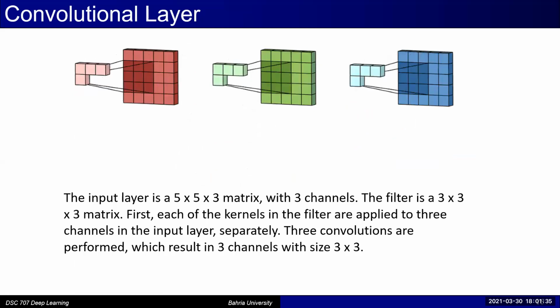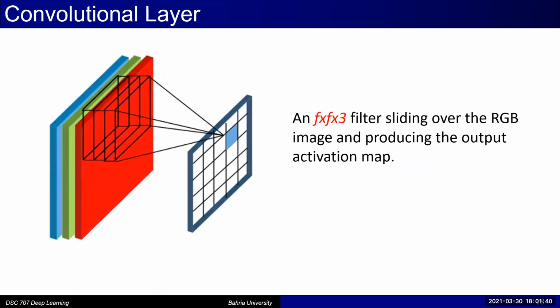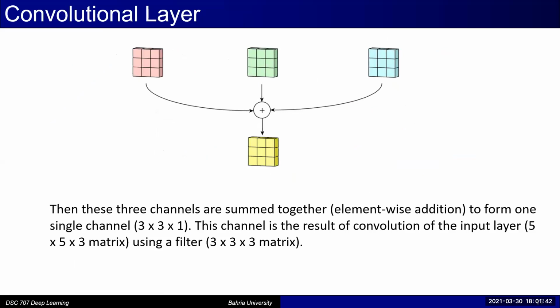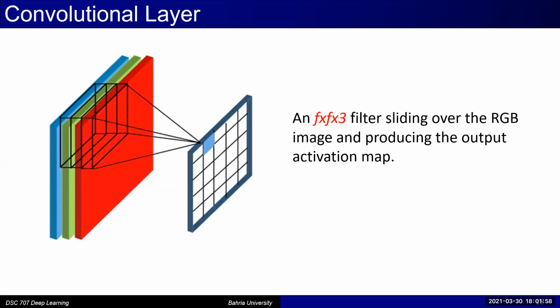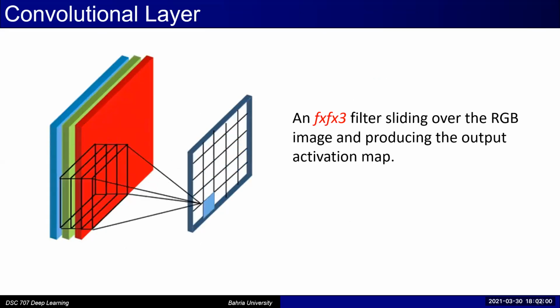And once you have the output, you add them together, right? So eventually you have one single two-dimensional matrix for one filter. So one filter is giving you one matrix. K filters will be giving you K matrices, which you can stack together and represent as a volume, right? So this is another illustration of how convolution is applied.